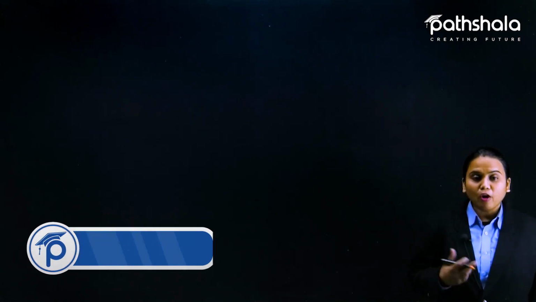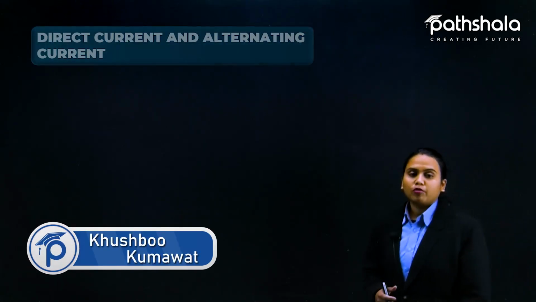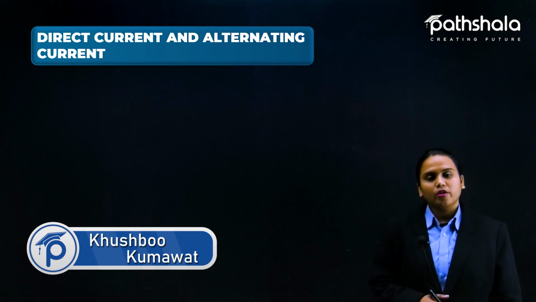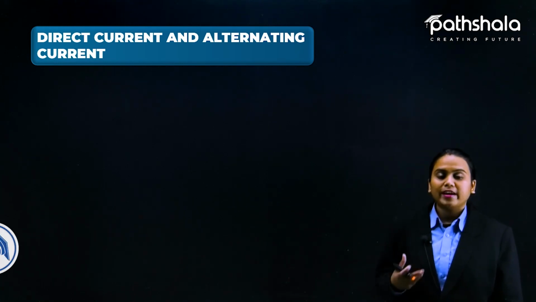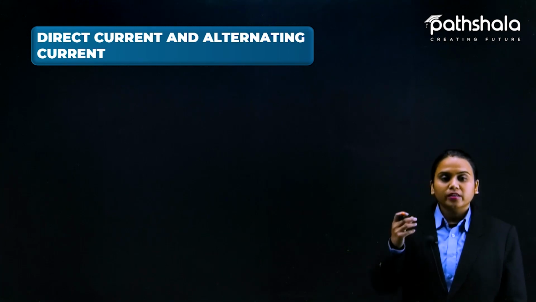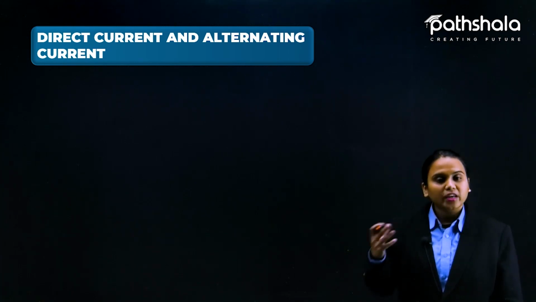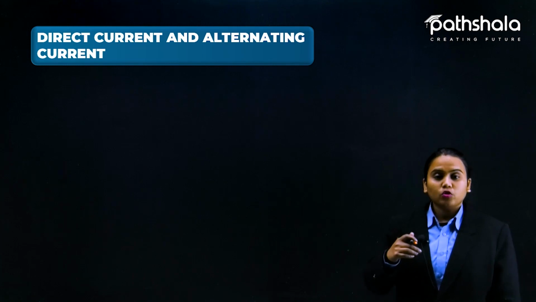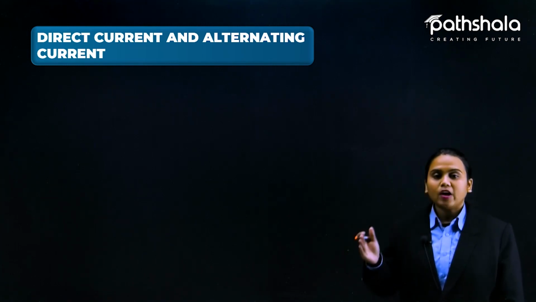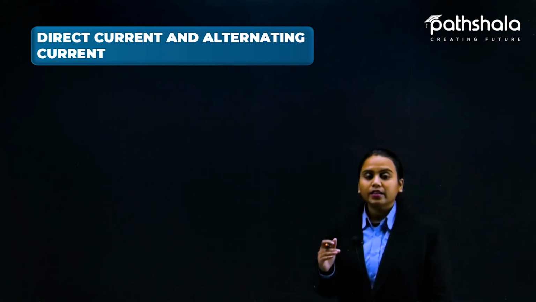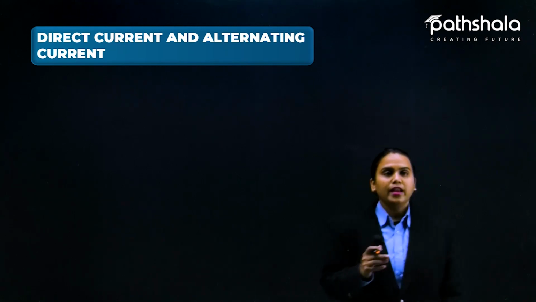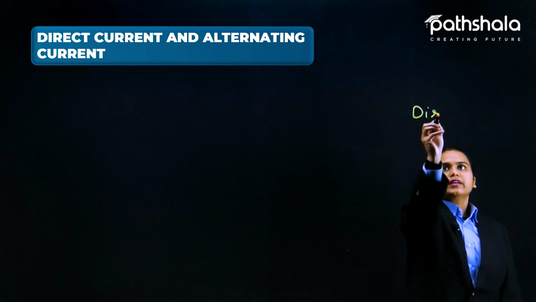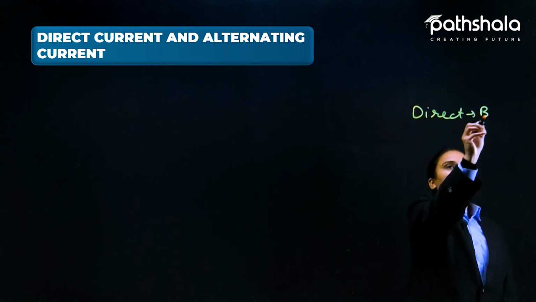Before proceeding forward, let me tell you first of all what is direct current and alternating current. After this we will be able to find out the working of a generator. So what is direct current and alternating current? First of all, these are the types of current, and as a basic example, direct current is what we use in batteries.